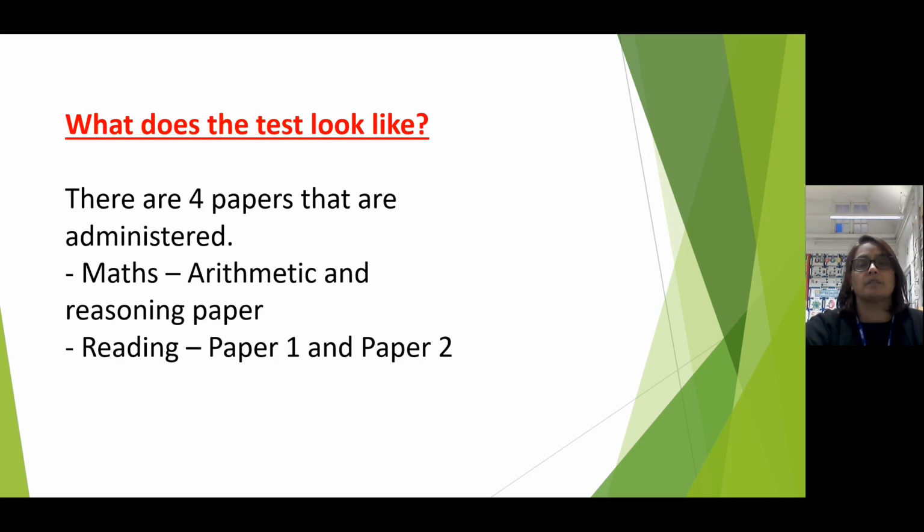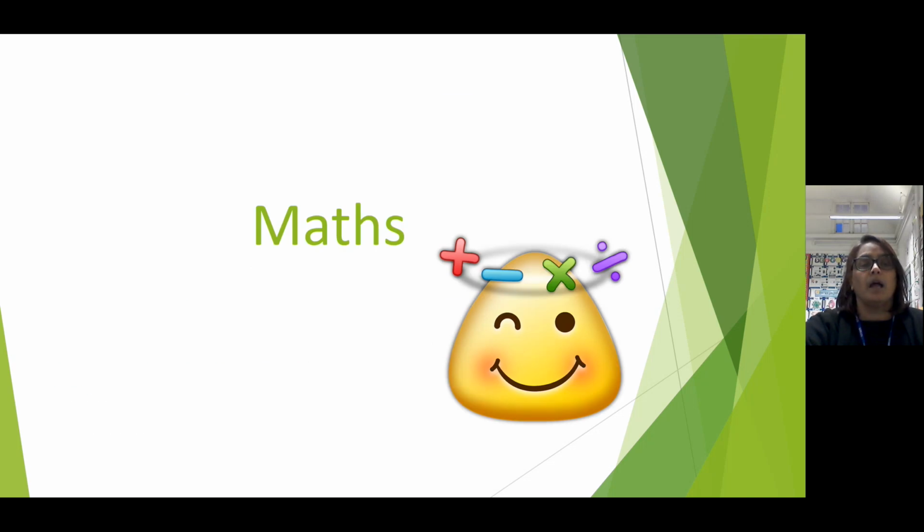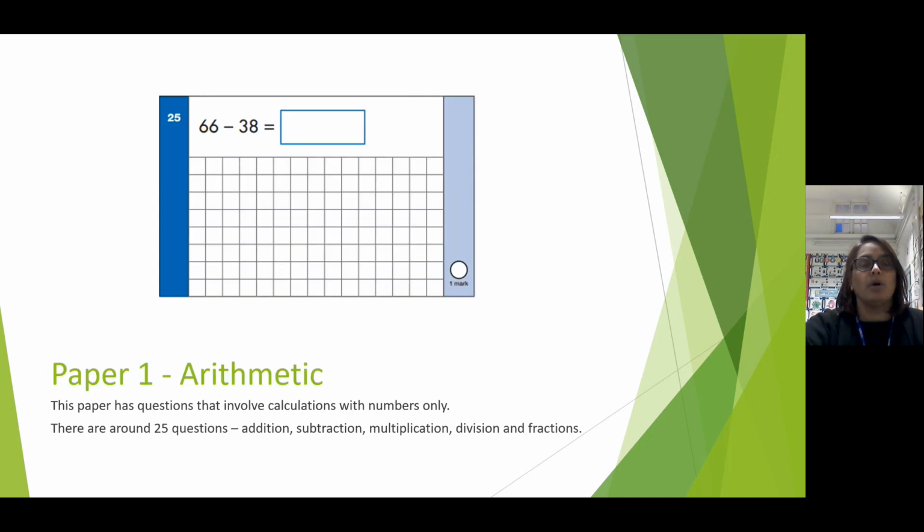So what do the SATs tests look like in year 2? In year 2, there are 4 papers administered. There are 2 papers in maths, arithmetic and reasoning, and 2 papers for reading, which are called paper 1 and paper 2. This is an example of a question for paper 1, which involves arithmetic. There'll be around 25 questions, which include addition, subtraction, multiplication, division, and some sort of fractions.